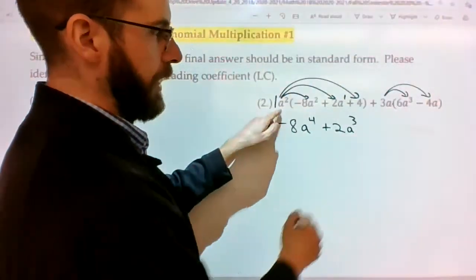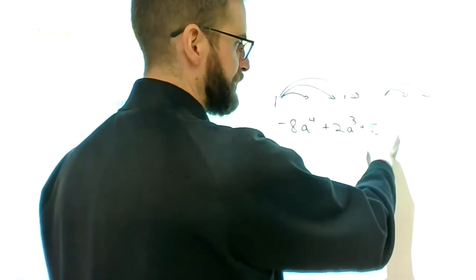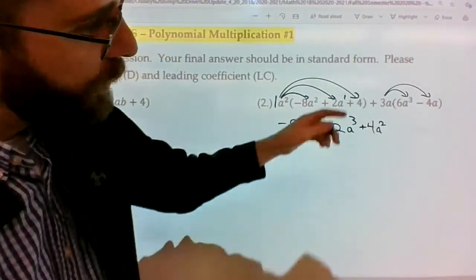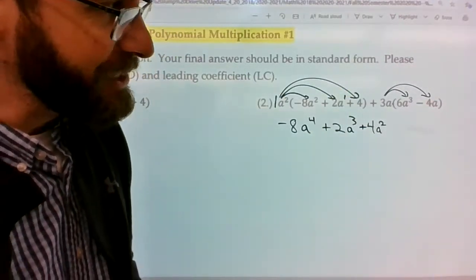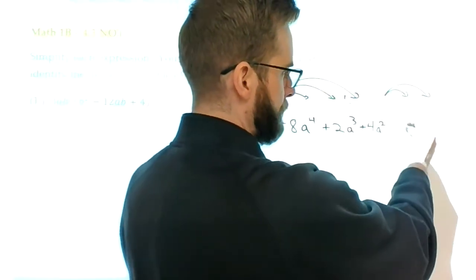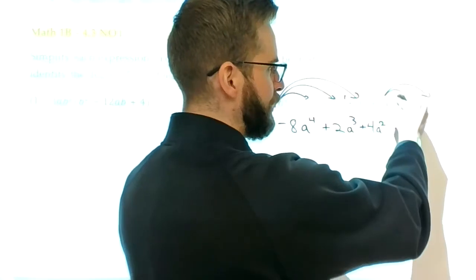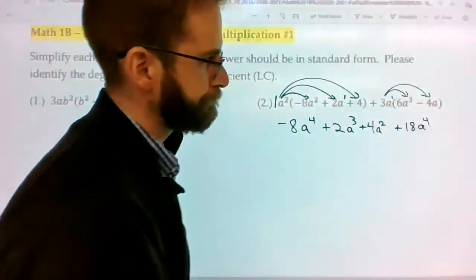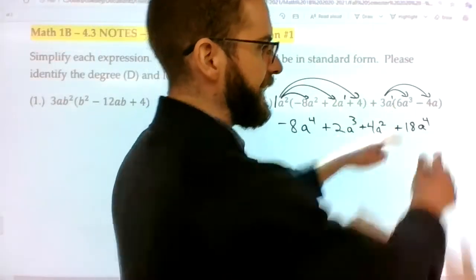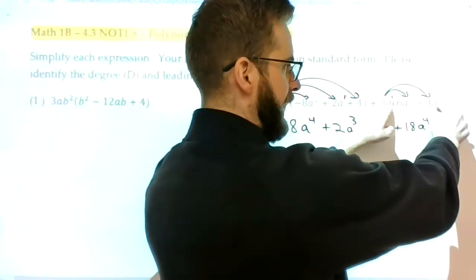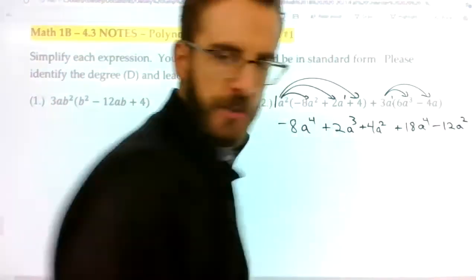And then 1a squared times 4 is going to be a positive 4a squared. Okay? That's what happens when you distribute the a squared to the first group. When you distribute the 3a to the second group, you're going to get 3 times 6, which is a positive 18. A to the 1 times a to the 3 is going to be a to the 4. And then 3a times negative 4a is going to be a minus 12a squared.